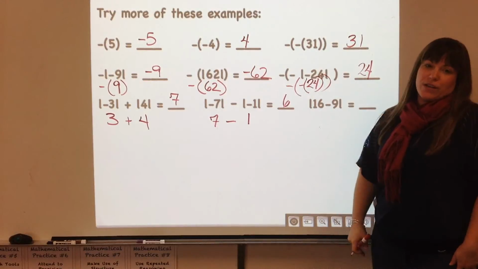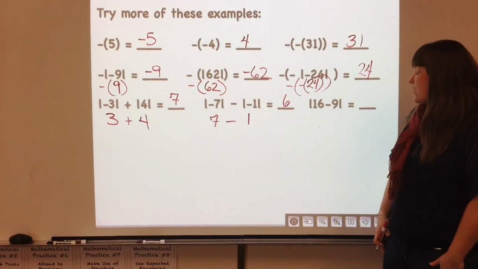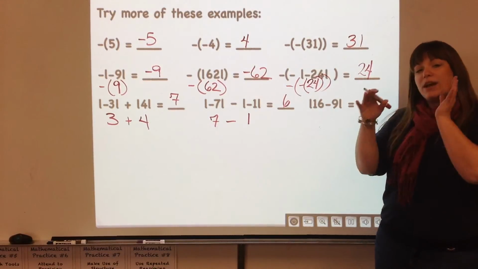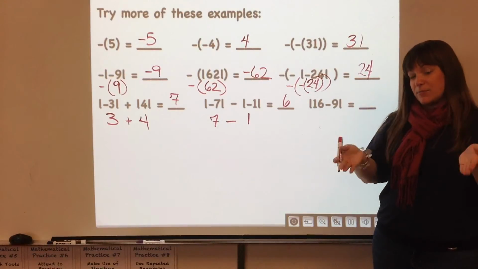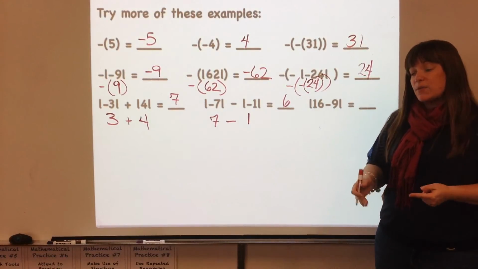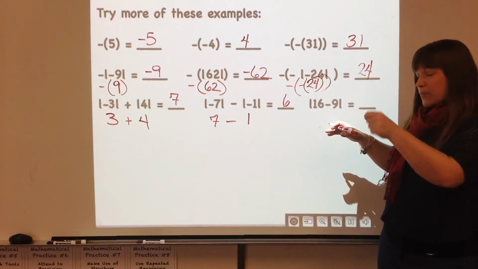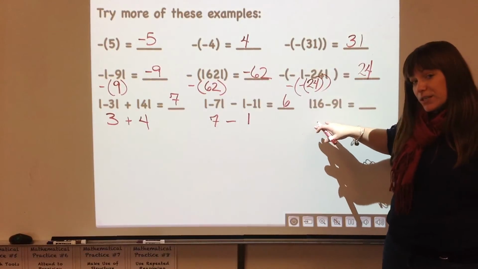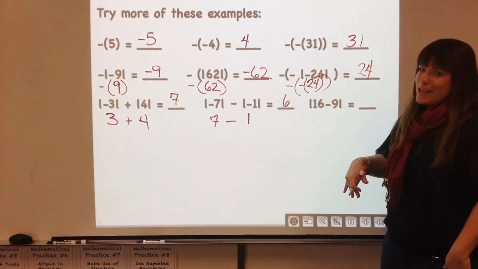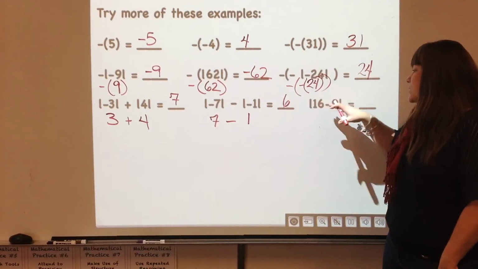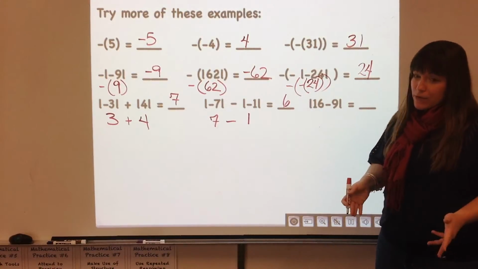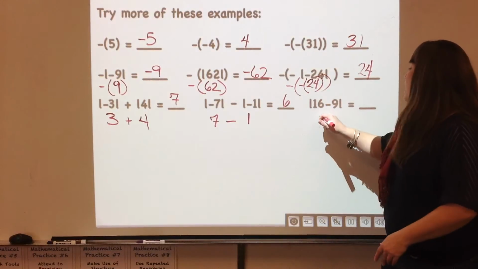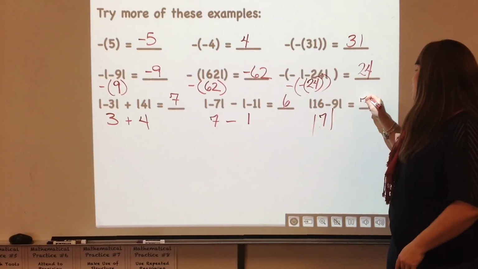The last one is a little bit different, even more so because we have two numbers inside the absolute value symbol. When this happens, like I said briefly before, you have to do whatever the operation is in here first, and then take the absolute value of that. So 16 minus 9, do that first, we have 7, and then take the absolute value and find 7.